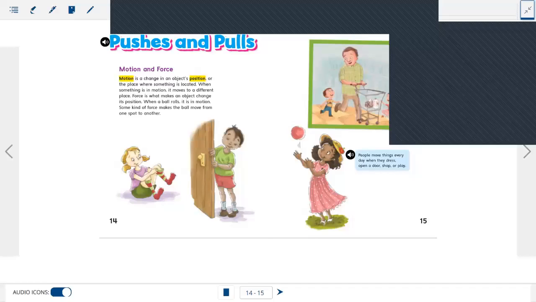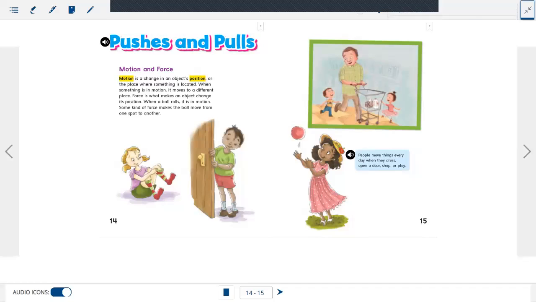Let's listen to a nonfiction selection. It is called Pushes and Pulls. Pushes and pulls. Motion and force. Motion is a change in an object's position or the place where something is located.